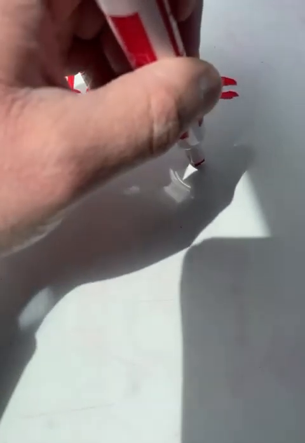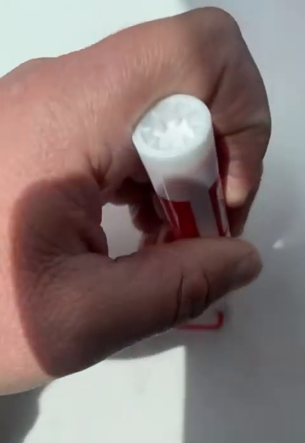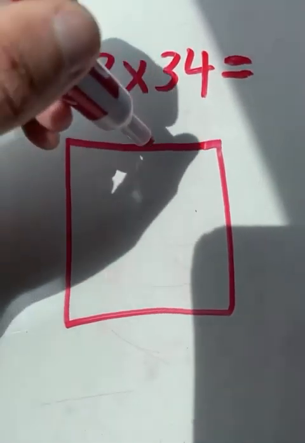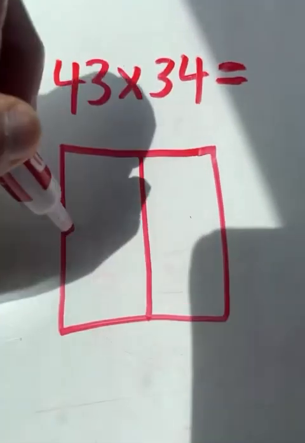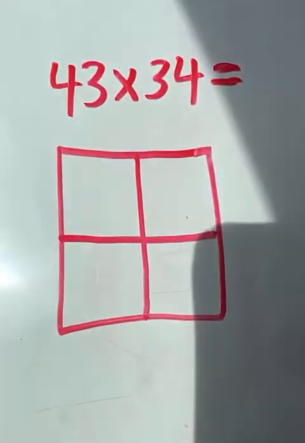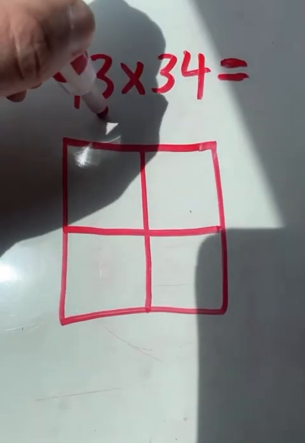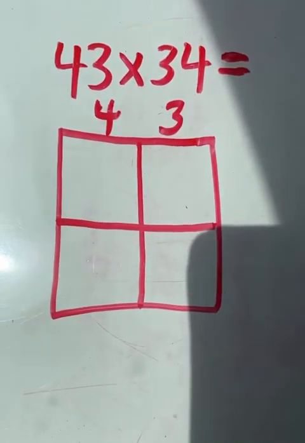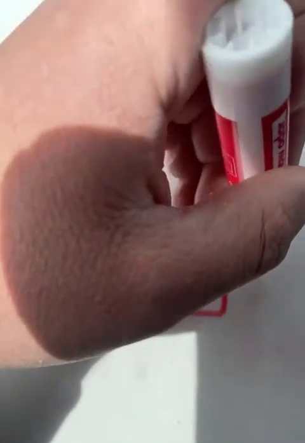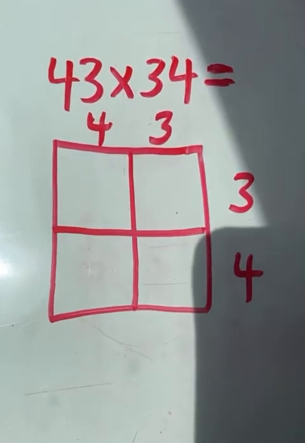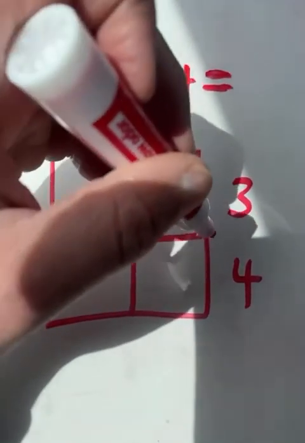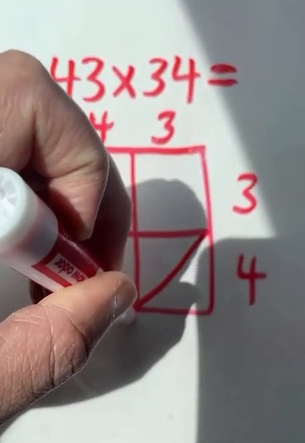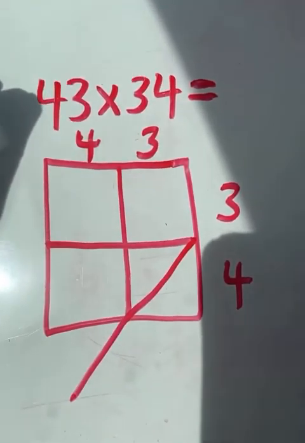So I'm going to make a big square. Each digit gets its own square, so 43. I'm going to put 4 and 3 on the top. Then 34. I'm going to put 3 and 4 along the side. And then I have to draw a line through each square. Make our triangles.